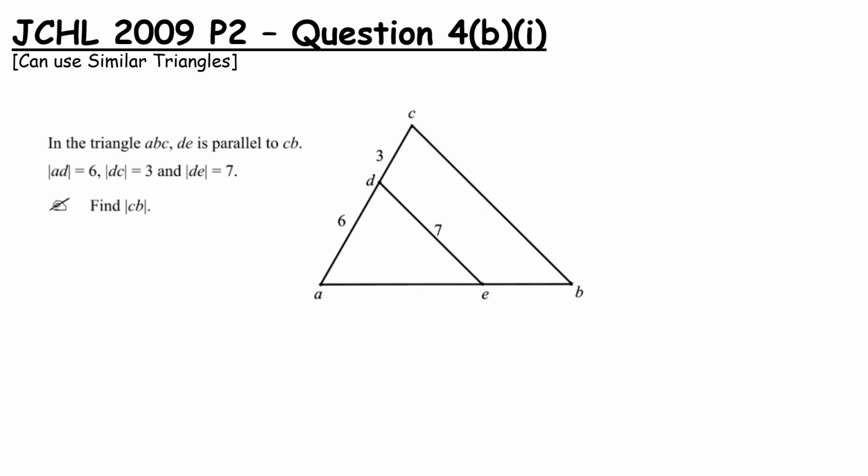So in this triangle ABC, they tell us that DE is parallel to CB. So that's important for us to be able to use this theorem. And they tell us that A to D is 6, which we can see on the diagram. D to C is 3 and D to E is 7. And they want us to find CB. So let's call that X. So we're dealing with the end of the triangle. Again, that's a little bit trickier.